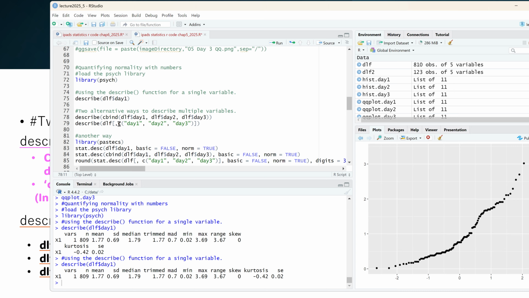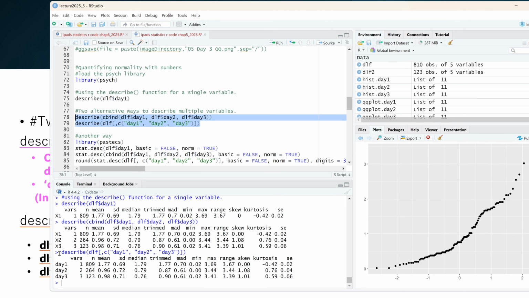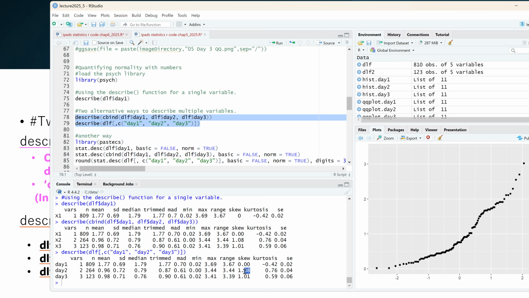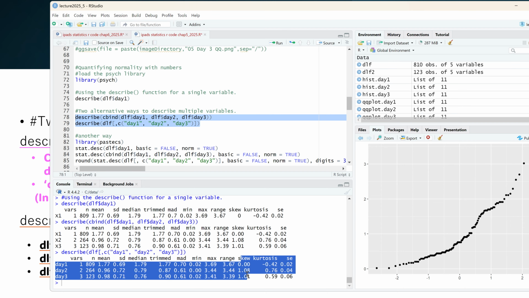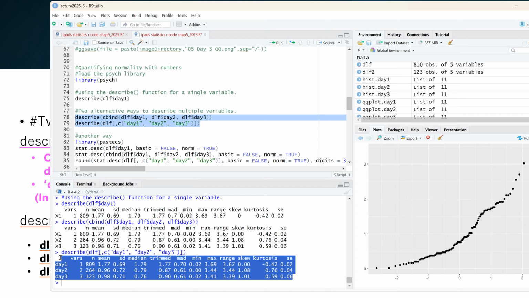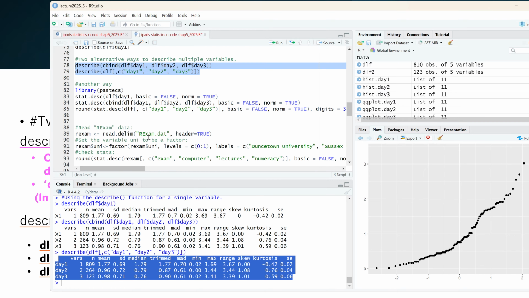Then we describe day 1, day 2, and day 3 at the same time like this. The result is here. Skewness is 0 in day 1. Skewness should be 0, so the skewness of day 1 is good. But the day 2 and day 3 skewness is 1.08 and 1.01, so it is not approximately normal. It looks like it is not normal, so we need to consider another method. We should not apply the parametric approach.